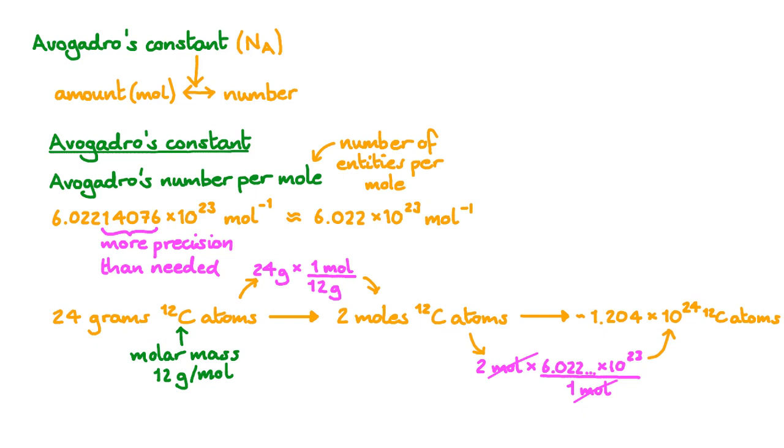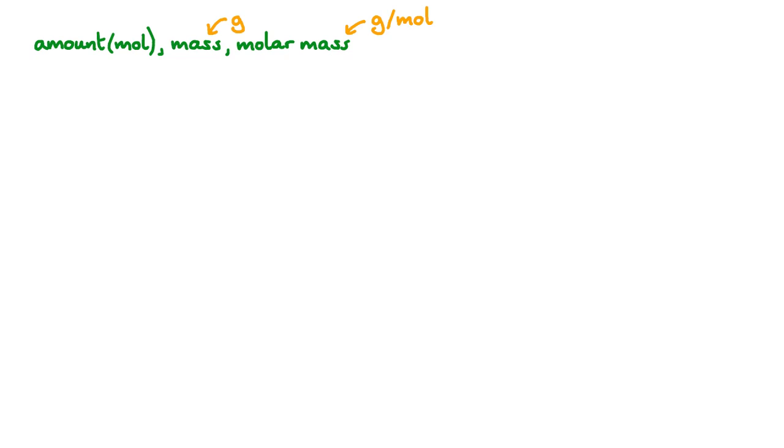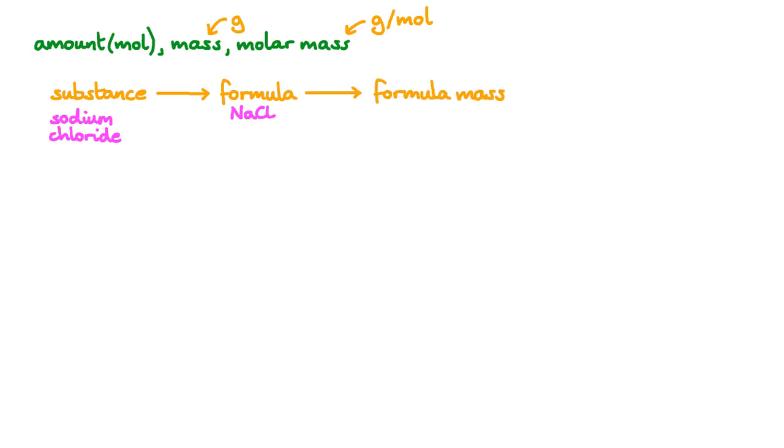The last thing we need to do is put this all together. One of the most important skills in chemistry is converting between mass and amount of substance in moles. Every substance will have a chemical formula. For instance, sodium chloride has the formula NaCl. From a formula, we can determine the formula mass. For sodium chloride, the formula mass is 58.44 unified atomic mass units, because that's what one atom of sodium and one atom of chlorine weigh.